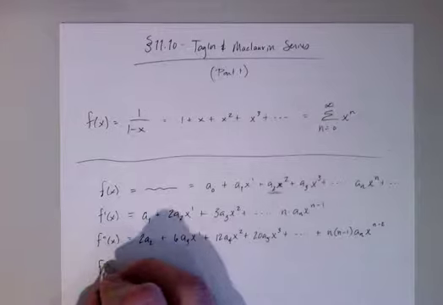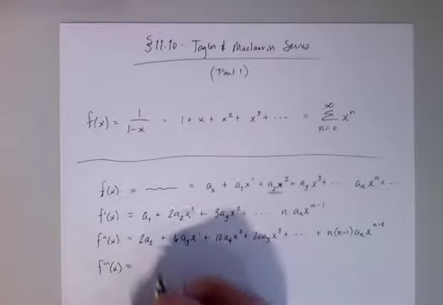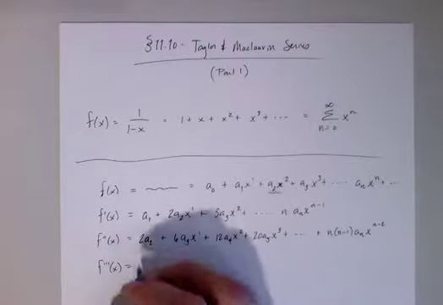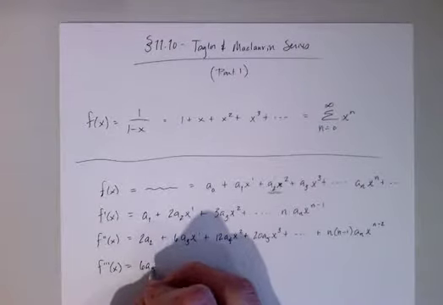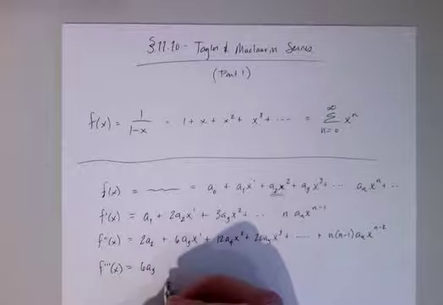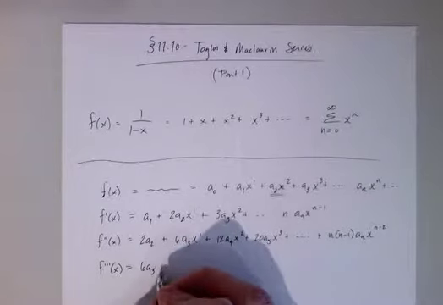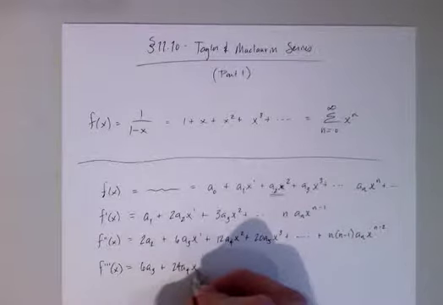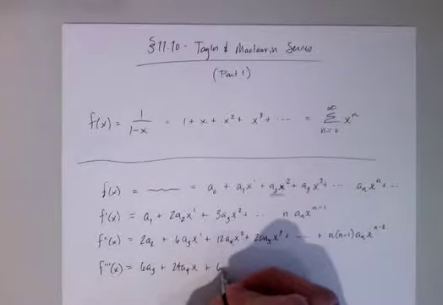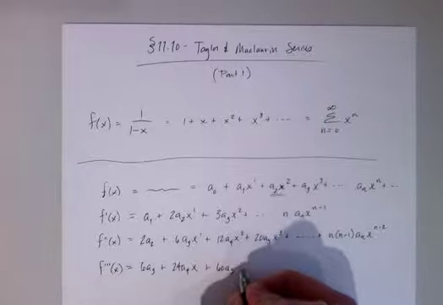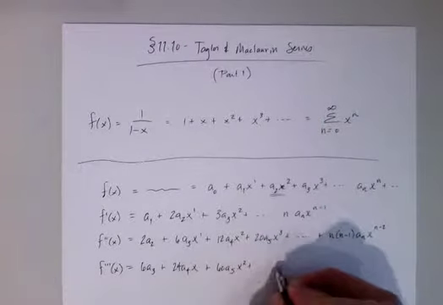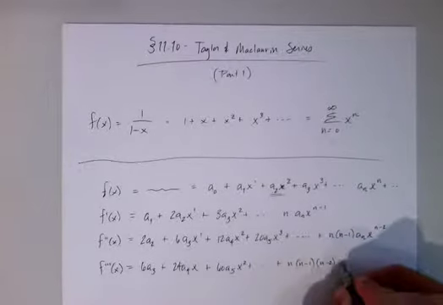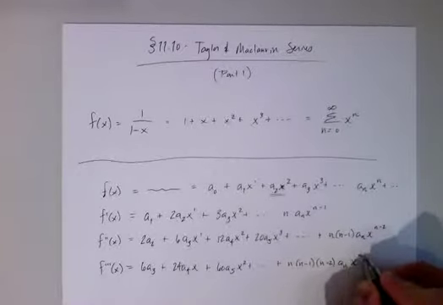Okay, let's take the third derivative. Well, this, again, is a constant, because there's no variable attached to it. So our new constant term, once we take the derivative, is 6 a sub 3. This one becomes 24 a sub 4 x. This one becomes 60 a sub 5 x squared. And this becomes n times n minus 1 times n minus 2, a sub n x to the n minus 3.